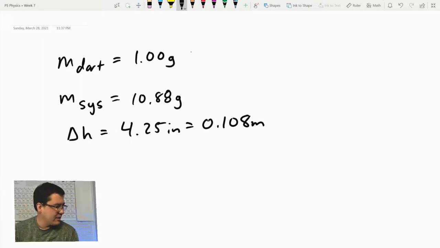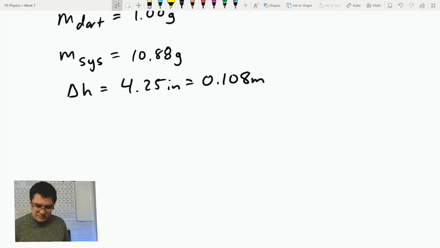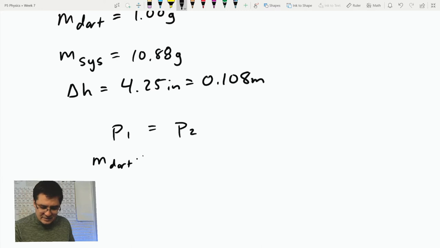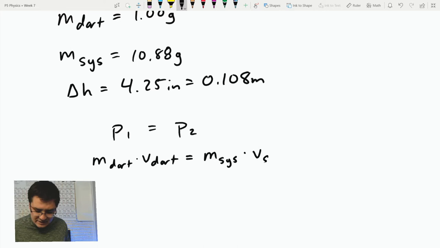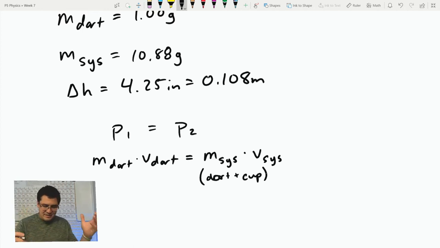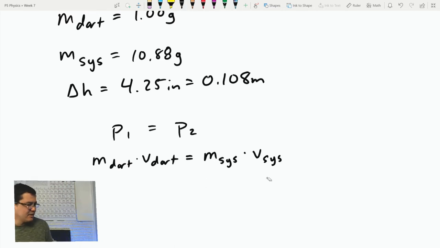We can also convert those to kilograms, but I'll show you, it doesn't really matter if it's in kilograms or grams. So let's derive the equation that we're going to use. Remember, we started with P1 equals P2. This ends up being the mass of the dart times the velocity of the dart. The cup wasn't moving at the beginning of the video, so its momentum is zero. And then right when they combine, this will be the mass of the system times the velocity of the system. Remember, the mass of the system is the dart plus the cup, but I already had those combined. When I weighed it on my scale, I just put the dart in the cup and weighed it. So there's our conservation of momentum.